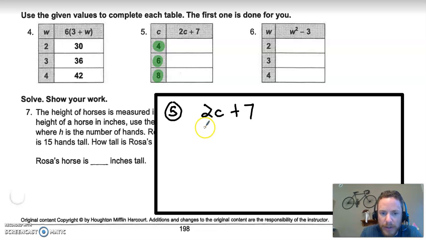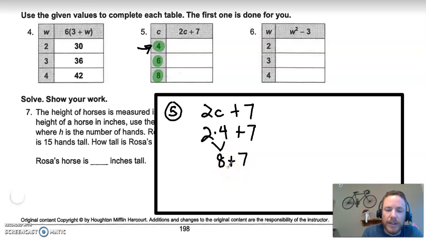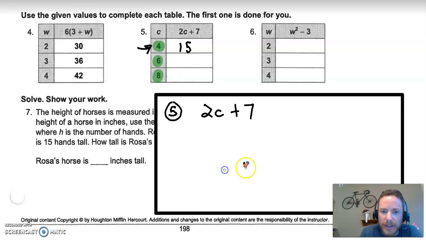Well, the first problem I'm going to do 2 times 4. I'm getting that from right here, and I'm going to add 7. And 2 times 4 is 8, plus 7 is 15. Since 8 plus 7 equals 15, I'm going to put 15 right here. Now I'm going to do this problem again, except I'm going to change c to 6.